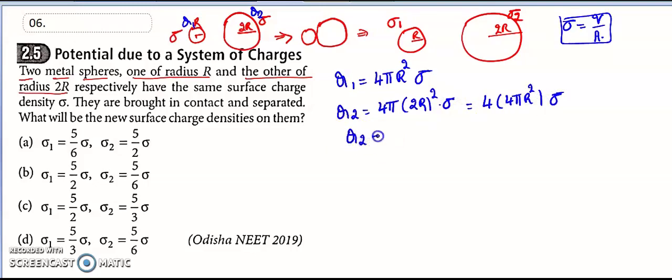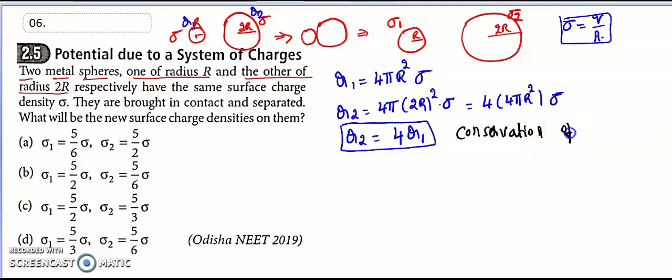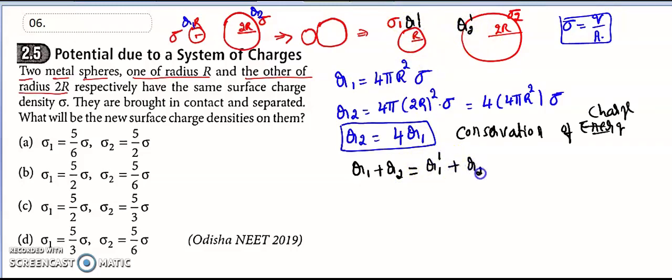So q2 is equal to 4q1. Next, according to the law of conservation of charge, charge can neither be created nor destroyed. So by conservation of charge, the initial charge Q1 plus Q2 is equal to the charge after contact, Q1' plus Q2'.